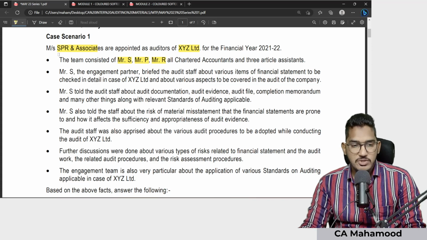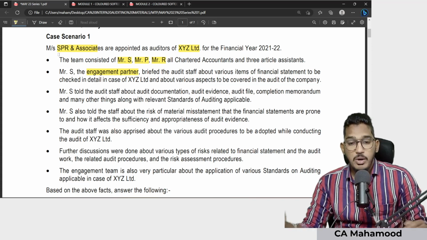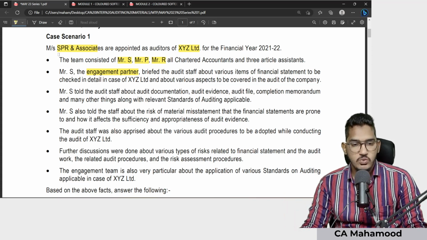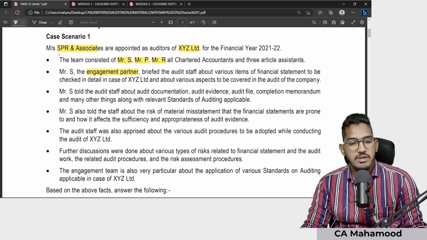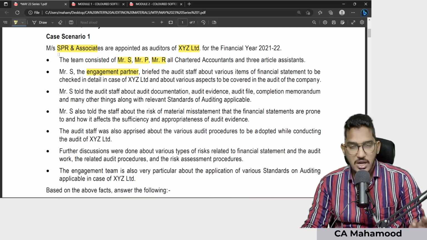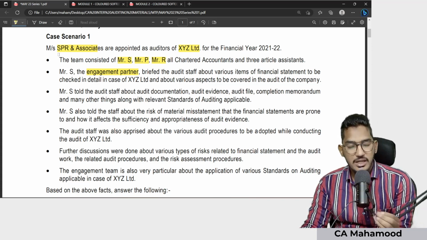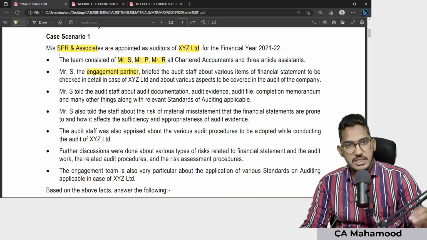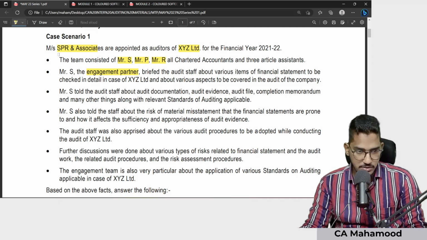Mr. S, the engagement partner. Out of the 3 partners, who is the engagement partner? Mr. S is the engagement partner. So Mr. S, the engagement partner, briefed the audit staff about various items of financial statements to be checked in detail in case of XYZ Limited, and also about various aspects to be covered in the audit of the company. So the engagement partner gave a brief to all his engagement team members on what items are required to be checked in detail and what aspects are required to be covered in the audit. Those are explained by the engagement partner to the rest of the engagement team members.